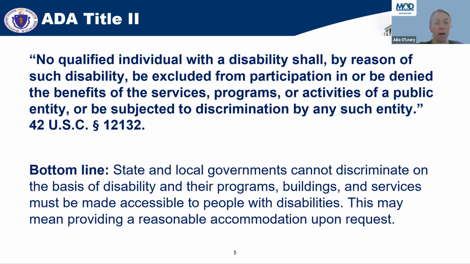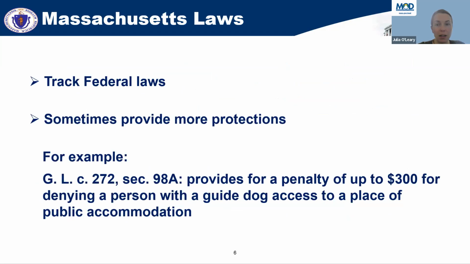What this means is as state and local government entities, we can't discriminate on the basis of disability when we're administering our programs, or our services, or sort of in the construction of our buildings. We also need to make sure that all these things are accessible, proactively accessible to people with disabilities. And one way that we're going to accomplish that is by providing reasonable accommodations upon request. We're going to go in a couple slides into more detail on what we mean by reasonable accommodations. But first, we're going to talk a little bit about the Massachusetts laws.